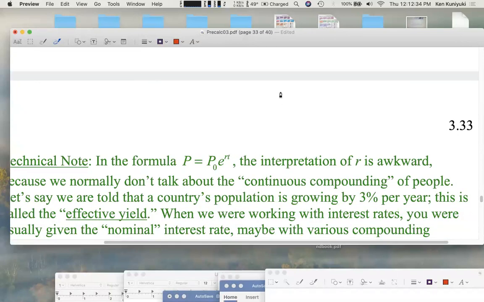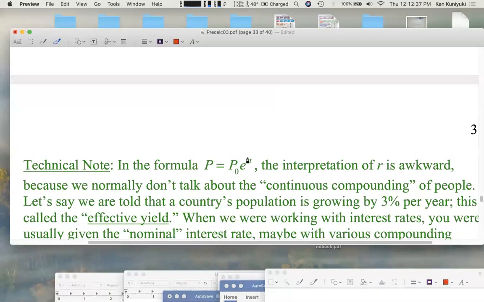Now, very quickly, this discrepancy between the nominal and effective growth rates per year. So in the formula p equals p naught e to the rt, the interpretation of r is awkward because we normally don't talk about the continuous compounding of people. So we might want to think about continuously compounded interest. Let's say we're told that population or your bank account is growing by 3% per year. This is called the effective yield.